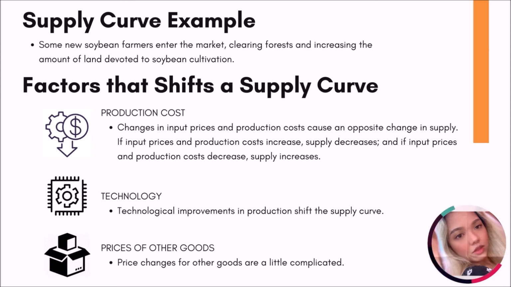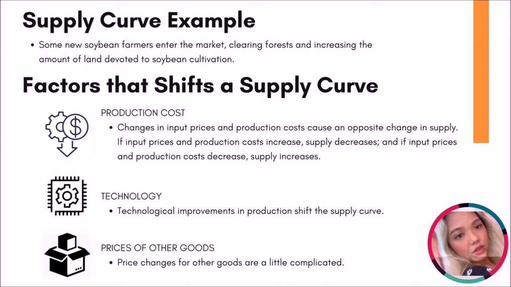The second factor would be technology. Technological improvements in production shift the supply curve. Specifically, improvements in technology increase supply, a rightward shift in the supply curve. The last factor would be the prices of other goods.